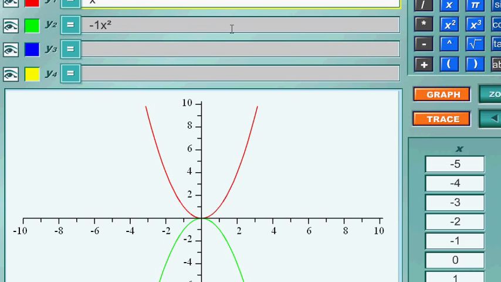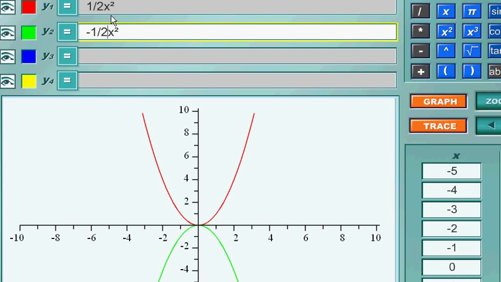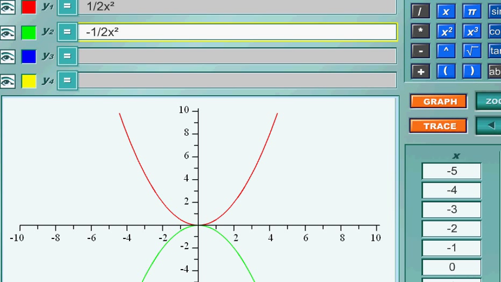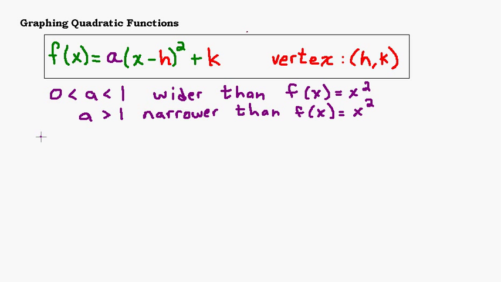Let's look at a couple different examples. Let's say I do 1/2 x squared and -1/2 x squared. Just remembering what we did a second ago, is 1/2 x squared going to be wider or narrower than the current red one, which is x squared? You remember? It's going to be wider. Okay, so graph, it's a little bit wider, but a negative doesn't change the shape, it just flips it over. So a negative a value is going to be an upside down parabola. Let's write that down. If a is less than 0, which makes it negative, then the shape is going to be upside down. Opening down is probably a better way to say it.